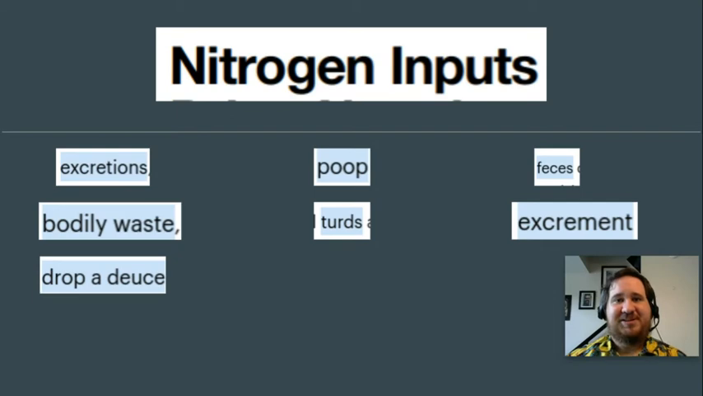I've posted both of these articles, by the way, and I highly advise you to read them. They should be below this video. But they translated the words nitrogen inputs into a variety of synonyms: excretions, poop, feces, bodily waste, turds, excrement, deuce. They talk about dropping a deuce. These penguins and elephant seals too.